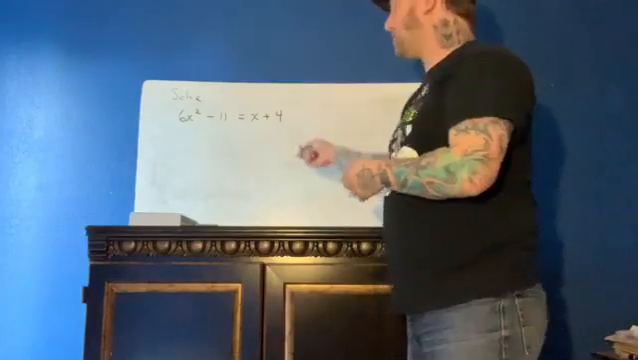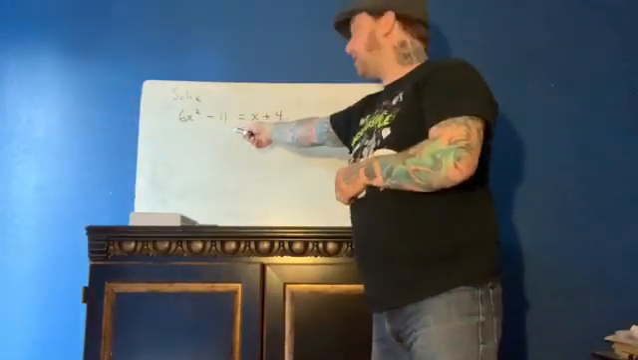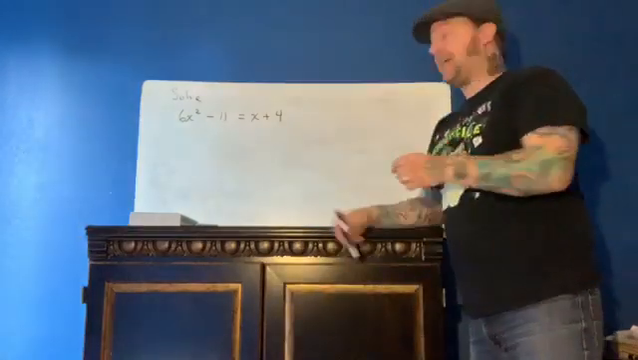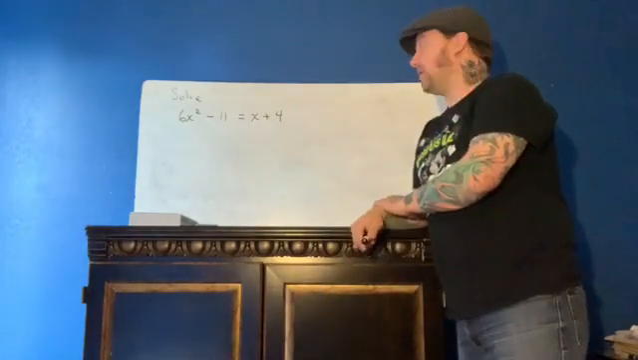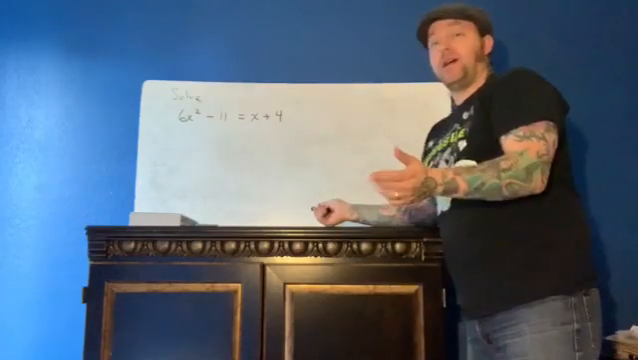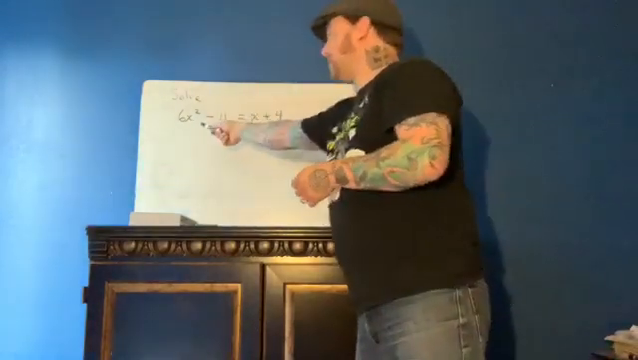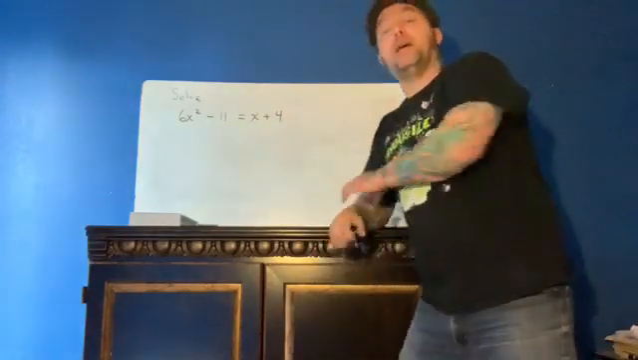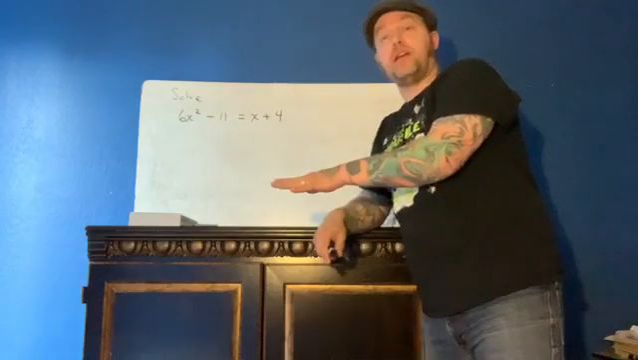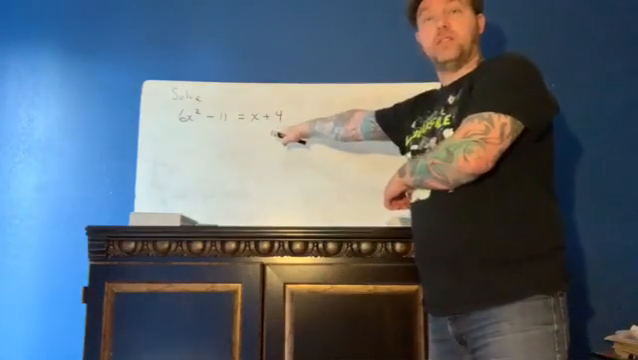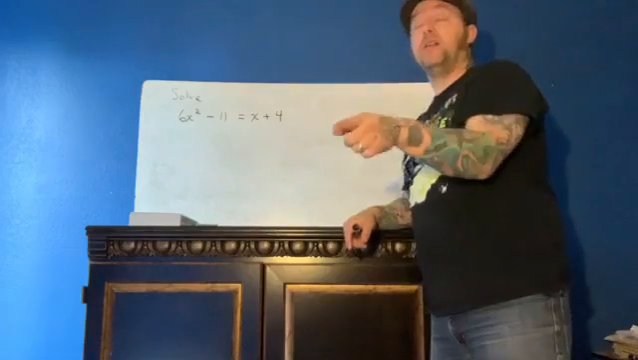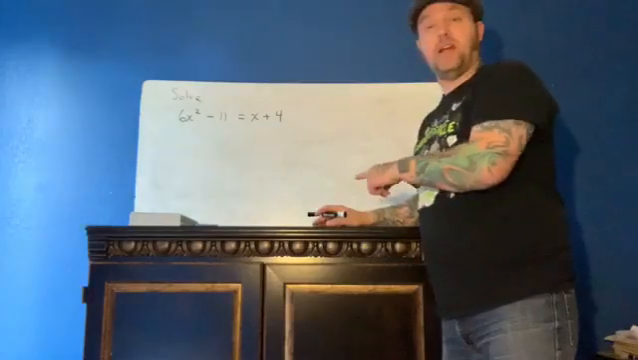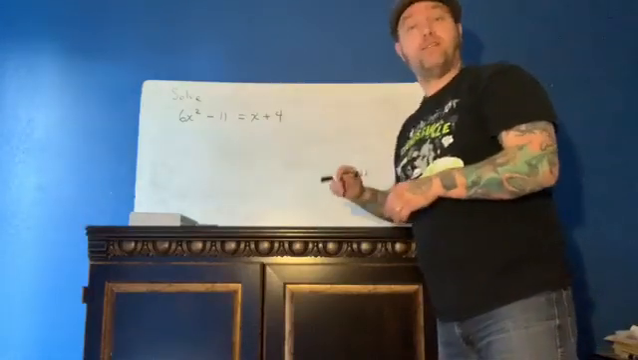All right, let's try this one. 6x squared minus 11 equals x plus 4. Anybody have any idea where to go with this? No GCF. Okay, so what did the last two look like that this one doesn't? That's right, they were all equal to 0. Let's make one side equal 0, the other side, see if we can factor it.